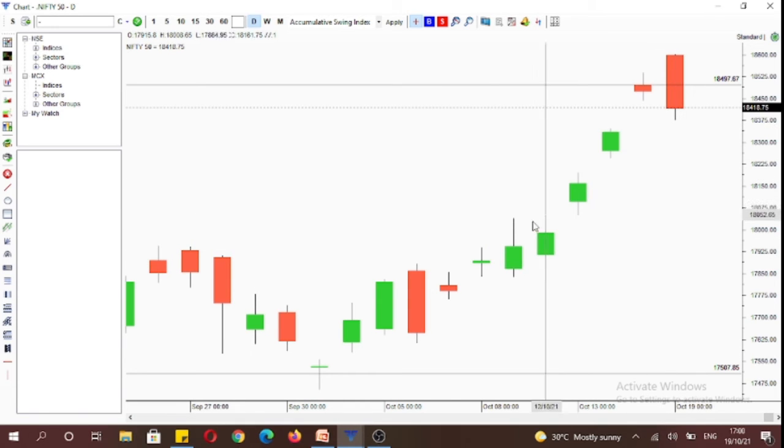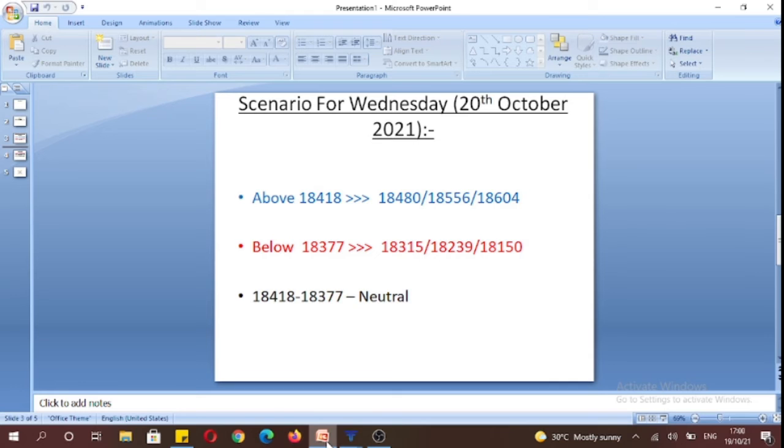So we have to be prepared for multiple scenarios tomorrow. There is a probability that tomorrow we could form an inside candlestick, but we have to be prepared for multiple scenarios. Above 18,418 levels, we can trade towards 18,480 level, 18,556 level, and potentially 18,604 levels. And below 18,377 levels, we can trade towards 18,315 levels, and below that 18,239 and 18,150 levels.